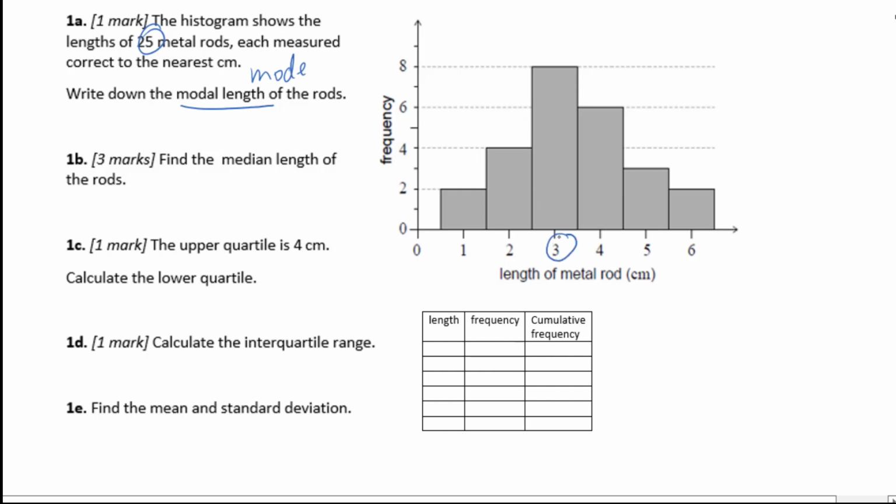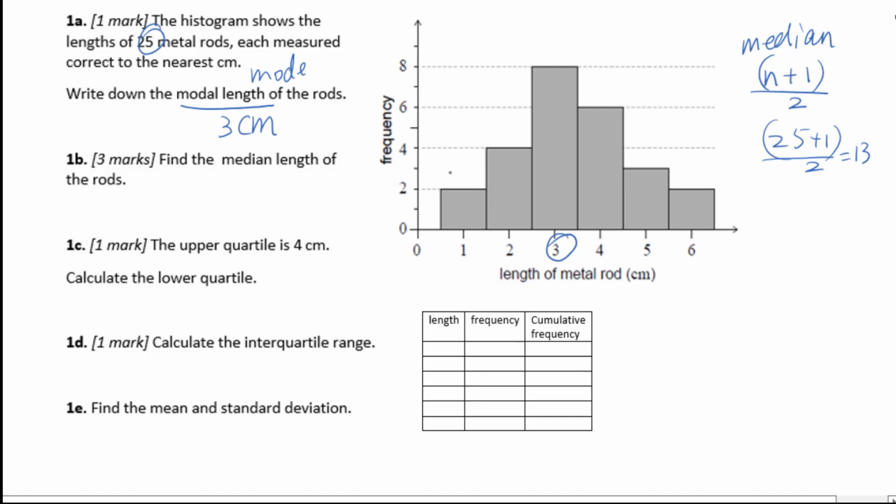This is the metal rods with 3 centimeters. So 3 centimeters is the modal length of the rods. Find the median length of the rods. Remember, for the entry for the median, it is always n plus 1 over 2. Since we have 25 metal rods, 25 plus 1 over 2 equals 13.